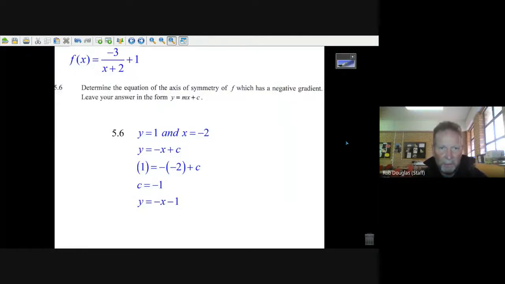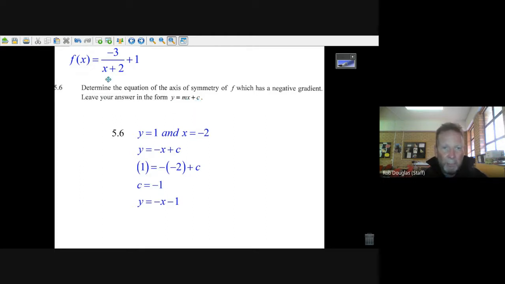This is the last question from the November 2017 government, national government grade 11 exam, or exemplar, I guess. And here it is. It says, determine the equation of the axis of symmetry, which has a negative gradient. Leave your answer in the form y equals mx plus c.